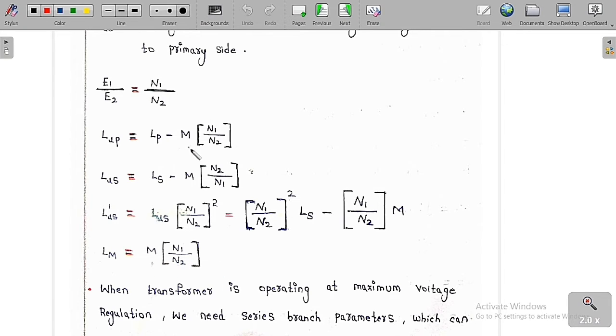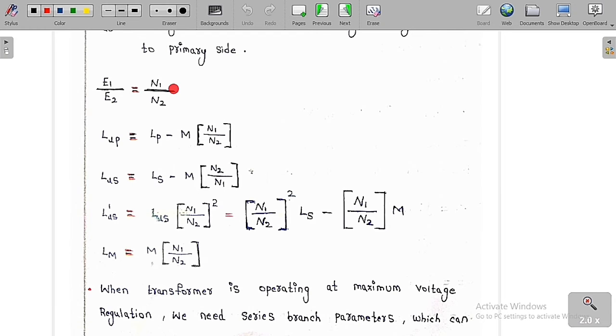So listen carefully. LP is the self-inductance of the primary winding, LS is the self-inductance of the secondary winding, and M is the mutual inductance between the primary and the secondary windings. Then LLP is the leakage inductance of the primary winding, and LLS is the leakage inductance of the secondary winding. LM is the mutual inductance referred to the primary side, and LLS dash is the leakage inductance of the secondary winding referred to the primary side.